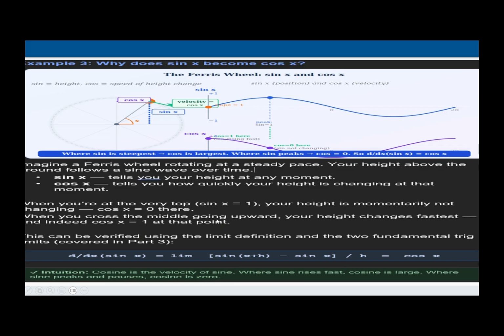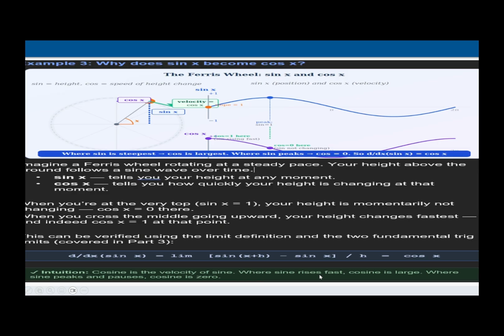When you cross the middle going upward, your height changes fastest, and there cos x equals 1. This can be verified using the limit definition and the two fundamental geometry limits covered in part 3. We'll talk about that. The derivative of sine x is the limit of sine(x plus a small h) minus sine x, divided by h, which ends up as cos x. So in truth, the cosine is the velocity of sine.